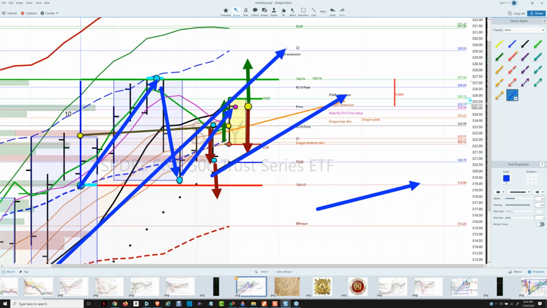At the same time, you'll notice that the RL10 actually had a rollover here, and crossed the baby dragon, came down here, and now today reversed and is crossing up. So that's actually a good thing. The RL10 now has a second wind, and that feels pretty good.